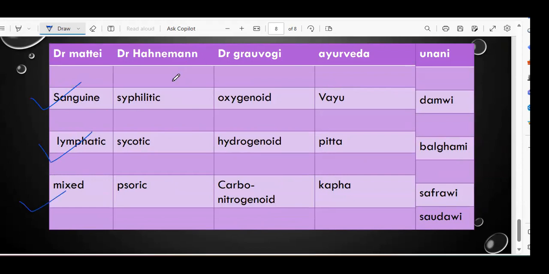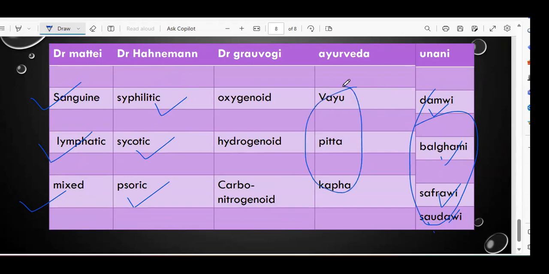In homeopathy, we also have constitutions: syphilitic, psoric, and sycotic. In Ayurveda also we have Vata, Pitta, Kapha. In Unani we have Damavi, Balgami, Safravi, and Saudavi. These are the Mizaj. In Ayurveda we have constitution, and in electrohomeopathy you have sanguine, lymphatic and mixed temperament.